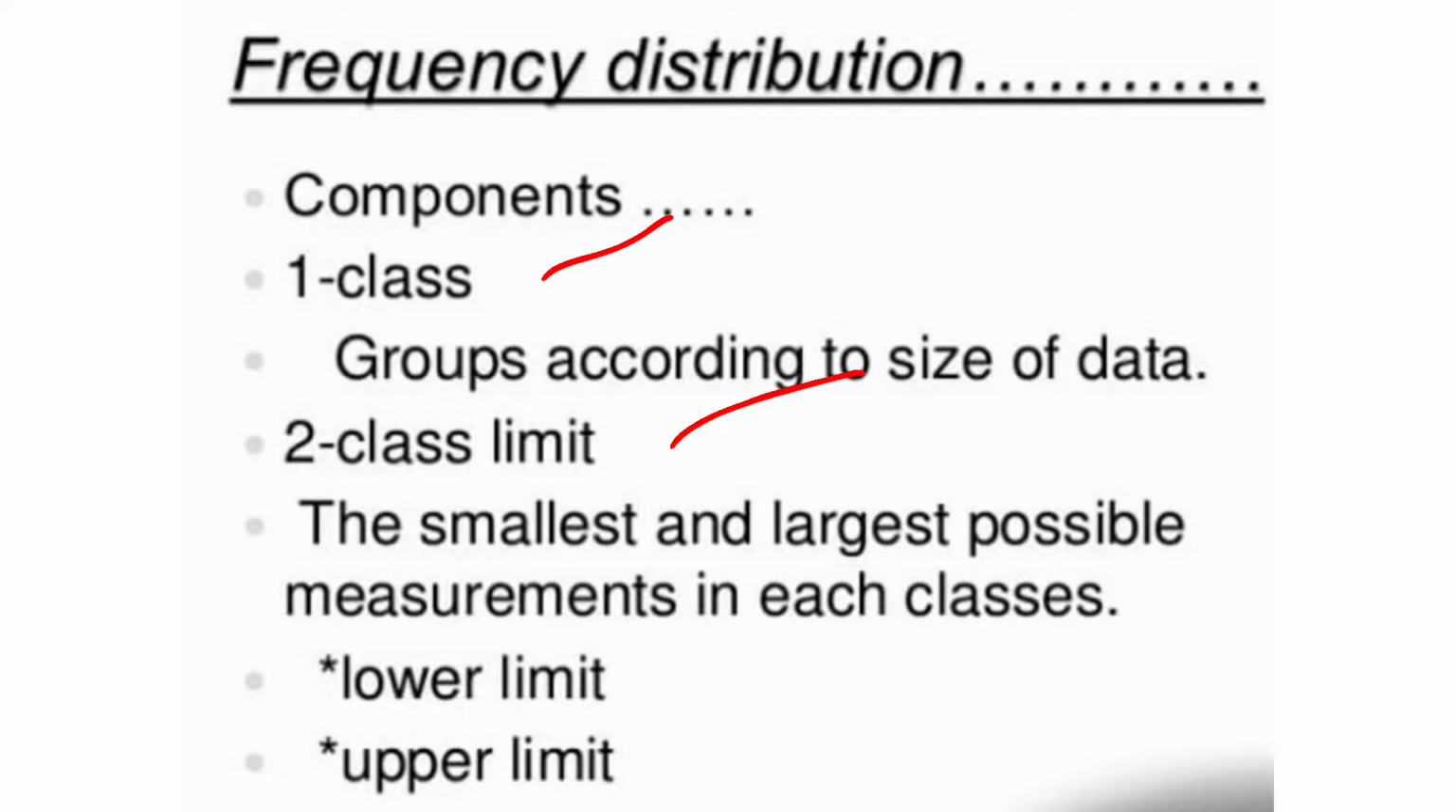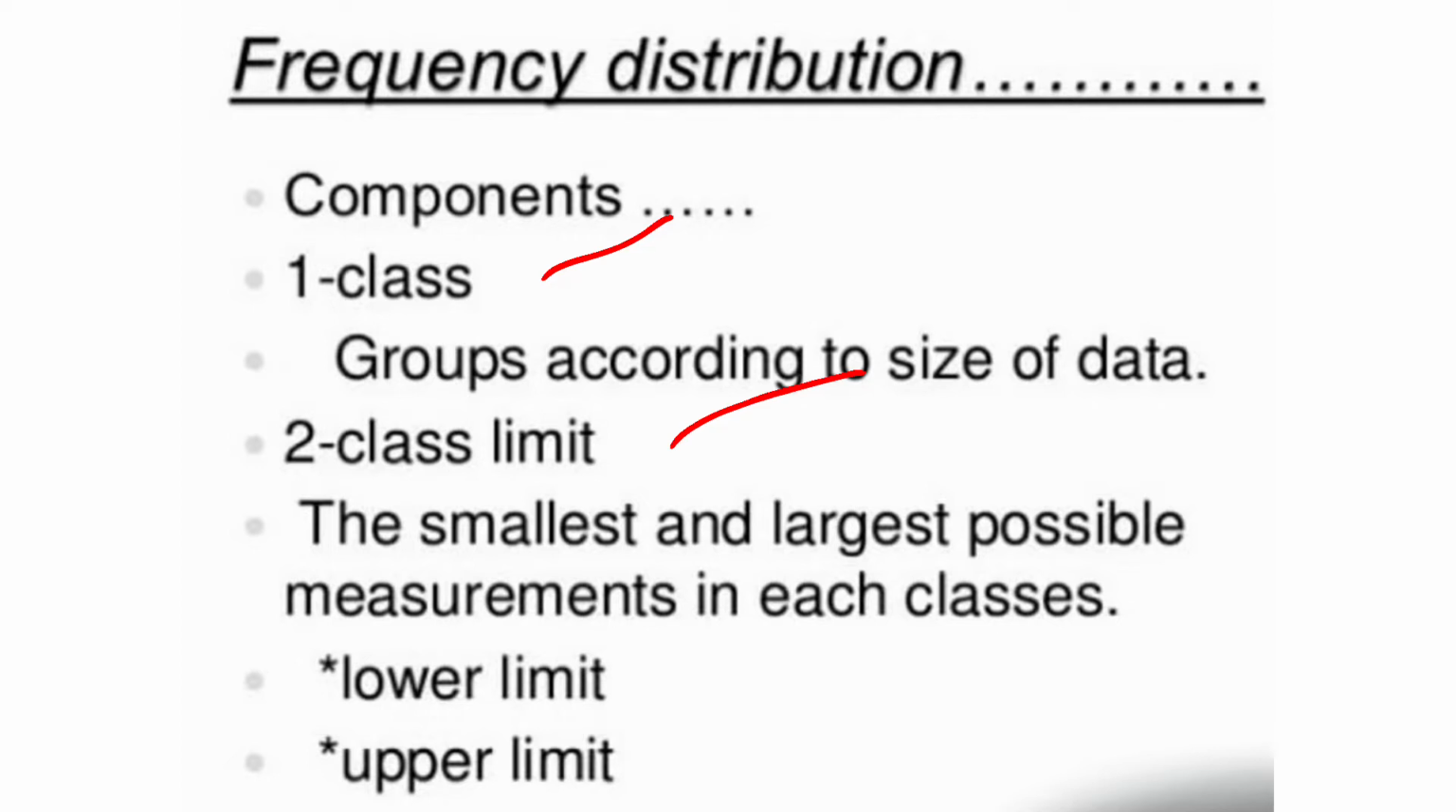So the groups will be divided according to the size of the data. Next is class limit. So the smallest limit as well as the largest limit, whichever is possible. So lower limit, upper limit. So in class limit, the lower limit and upper limit. So for example, the data they have given. For example, 0 to 5, lower limit is 0, upper limit is 5.